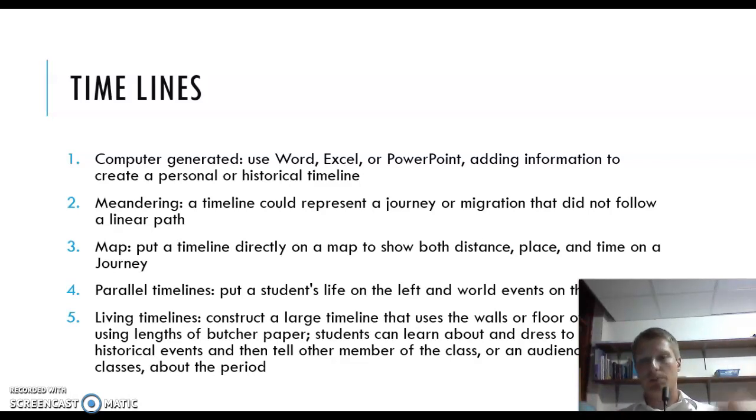A meandering timeline could represent a journey, a migration that doesn't follow a linear path, but maybe is a timeline of how the Silk Road went through Asia, things like that, meandering through a map, a timeline directly on a map showing the distance, place, and time on a journey.